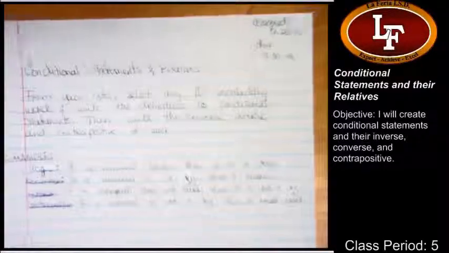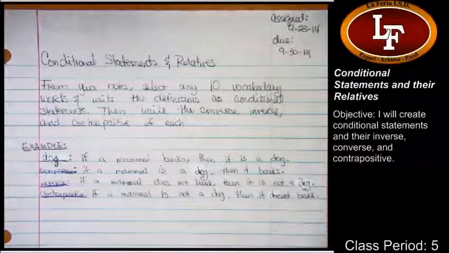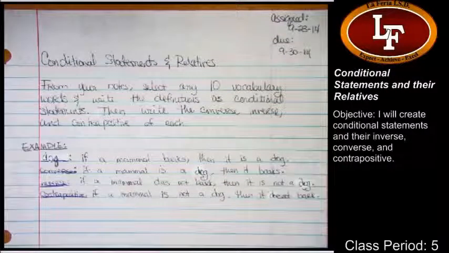Okay, here is the assignment for the notes. You will need to go through your notes from the beginning of the year. So if you don't have all of your notes yet, you have to go back and get them filled in. And you will find any 10 vocabulary words that you want. And I'm going to recommend that you pick the ones that you're struggling with, the ones that you're having the most trouble remembering. And I want you to rewrite their definitions as those conditional if-then statements, okay?